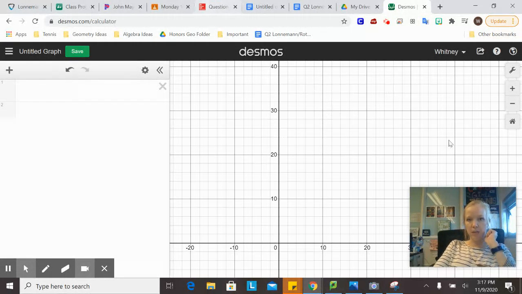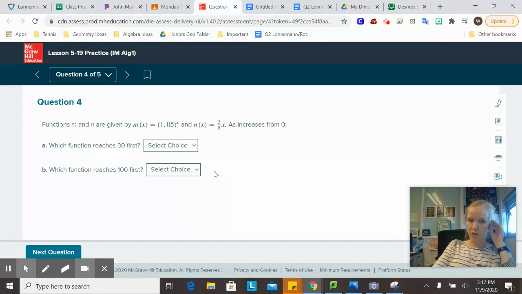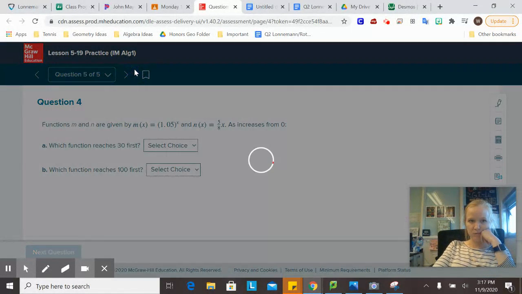And then you would do the same thing, zoom out again to figure out which one is going to reach 100 first and make your choices. Make sure you're graphing them, please.